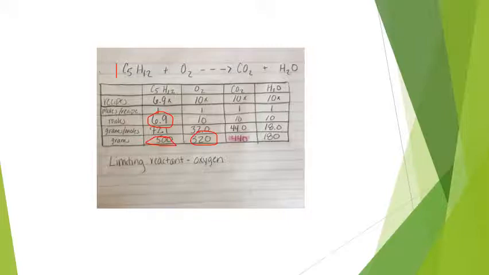Now you do the same thing with the oxygen. You have 320 divided up in groups of 32. You have 10 groups. Every time you do the recipe, you need 1, so you can do the recipe 10 times.